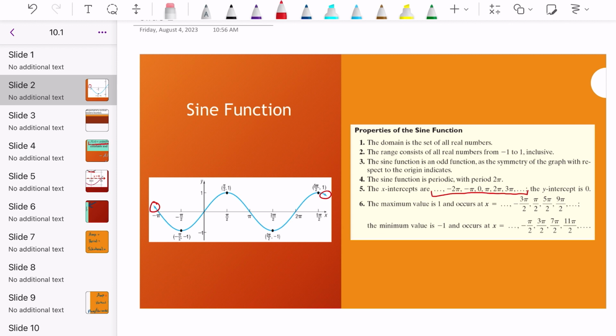In relation to our y-intercept, notice it only goes over the y-axis a single time, and that occurs at 0, 0. So our y-intercept is 0. Once again, if we're taking a look at maximum values, we have a maximum value of 1 in reference to the y and a minimum of -1.